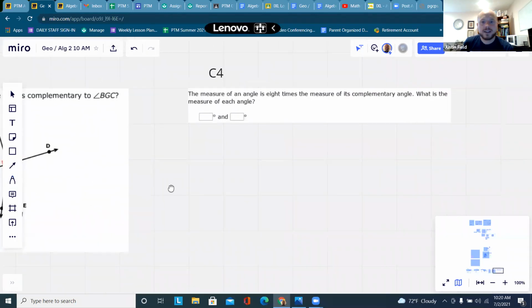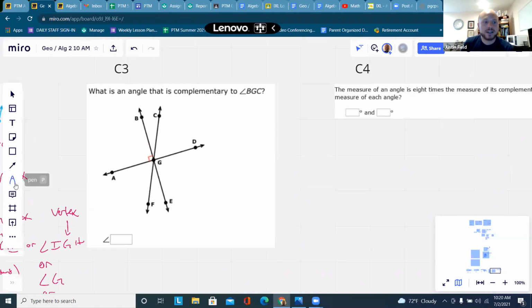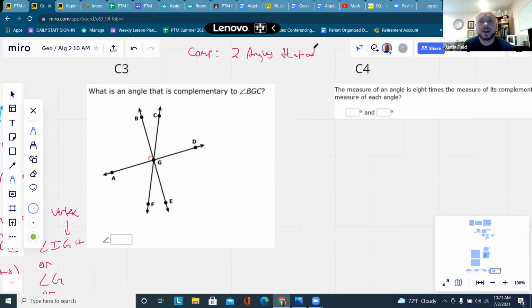Okay, last thing, complementary and supplementary angles. Complementary: two angles that add to 90. I always like to make a right angle like this, and then it quickly can become a C for complementary. Right angle, C, right angle, C. That's how you can remember that.